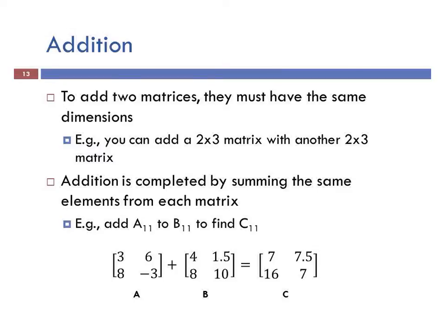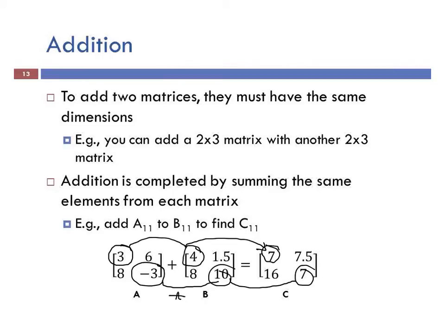So if you add A11, which is 3, to B11, which is 4, it will result in C11, which is 7. Let's try another one, where if we take A22, which is -3, and add it to B22, which is 10, that is going to equal C22, and that's going to be 7.